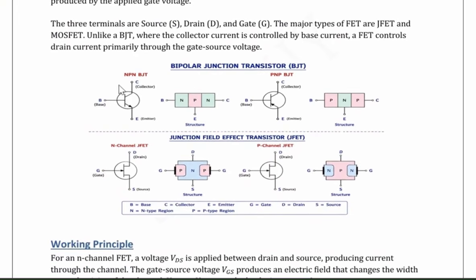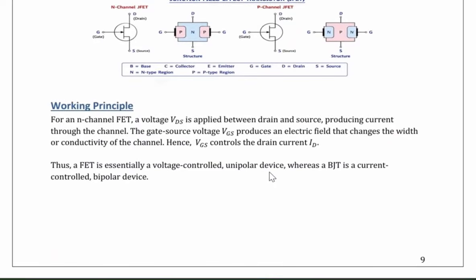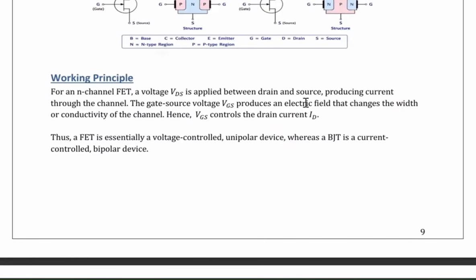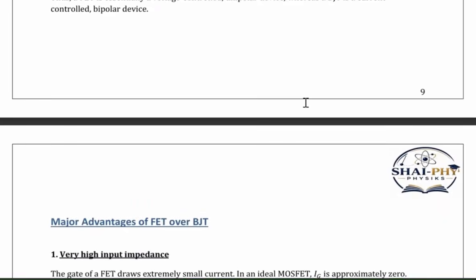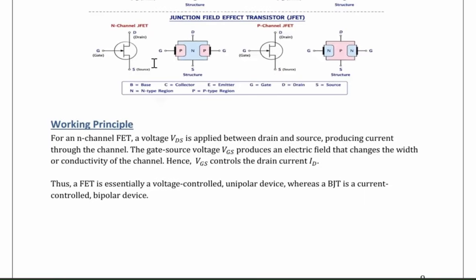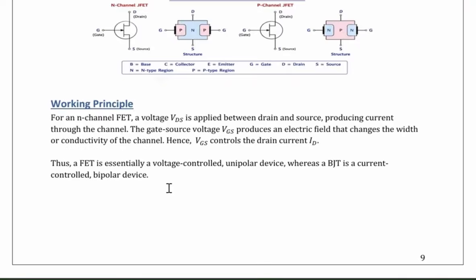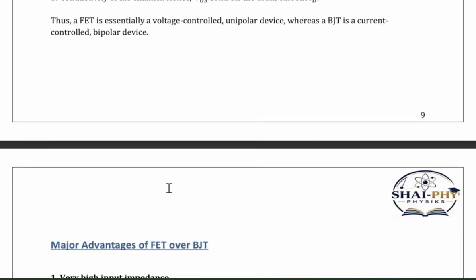And this is the picture of NPN BJT and PNP BJT, compared with the JFET. This is N channel, this is P channel. It is also of two types. Its working is defined here. This is all the introduction and working principle of this field effect transistor.